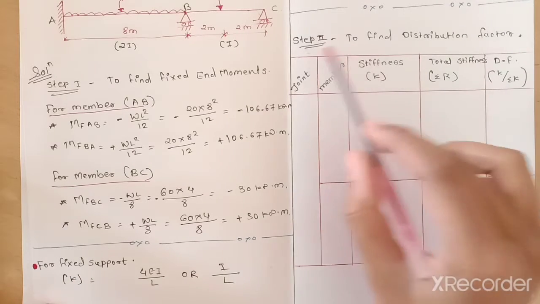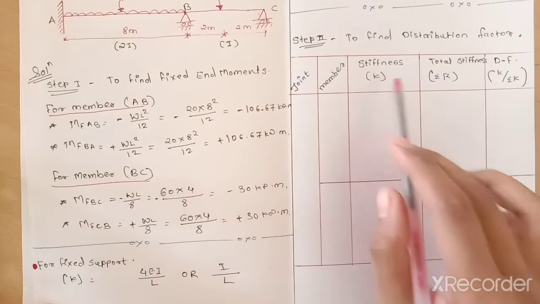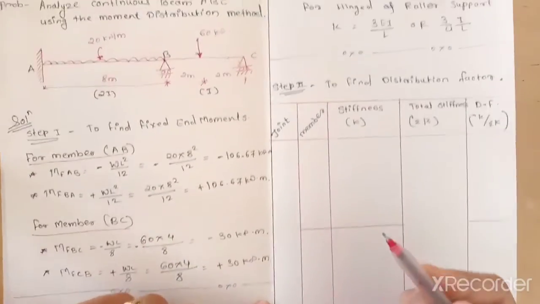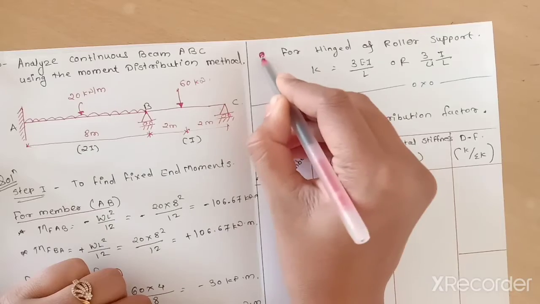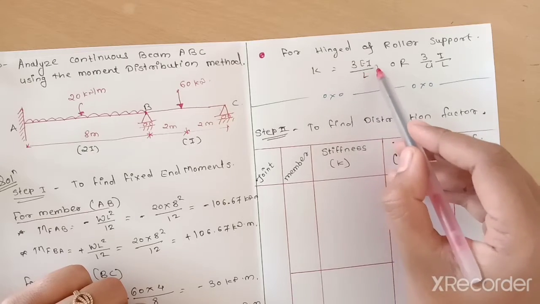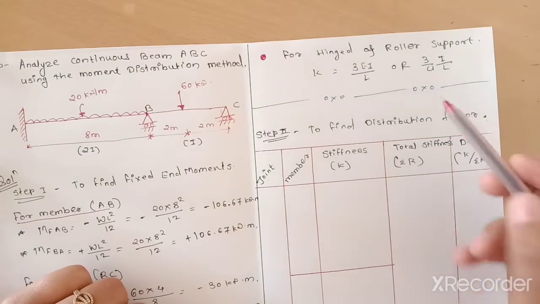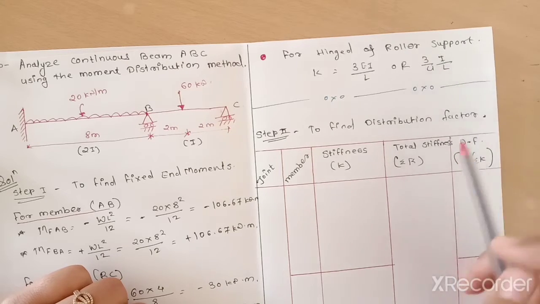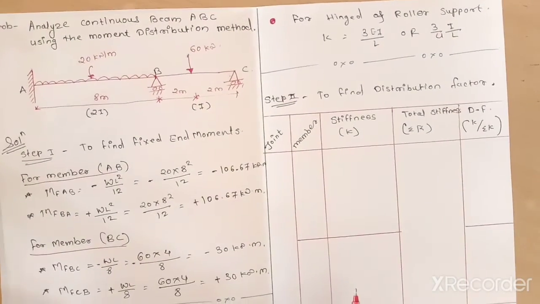Before starting the next step, here are some formulas to find relative stiffness, that is K. First condition is for fixed support, relative stiffness K is equal to 4EI divided by L, or the second, optional formula is I by L. Then next condition, for hinge or roller support, relative stiffness is equal to 3EI divided by L, or the second formula is 3 divided by 4 multiplied by I by L.